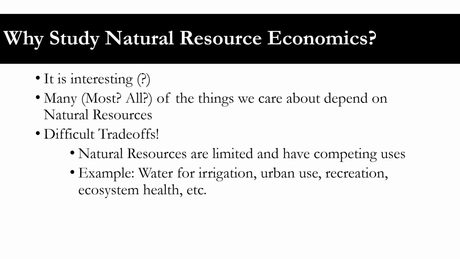Natural resources are limited, and they have competing uses. So just as a simple example, here in the West, in Utah, we have a lot of land, but we don't have very much water. And that means we have to make tough choices. We could use water for irrigation and agriculture. We could use it in urban use. We could use it for recreation. We could just let it flow in its natural state for ecosystem health. And the trouble is that we don't have the option of doing all of those things at their full capacity, which means that there are difficult trade-offs, and there are difficult trade-offs with respect to all kinds of natural resources.